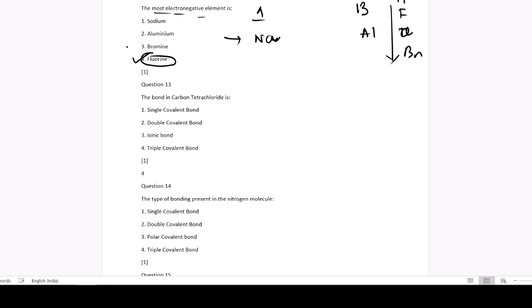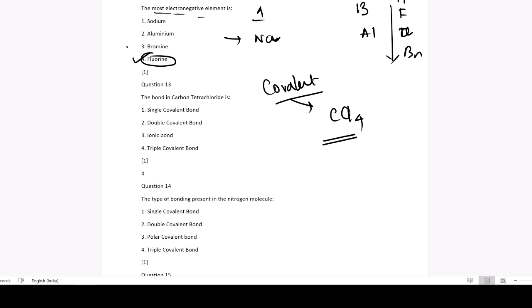The bond in carbon tetrachloride is single covalent, double covalent, ionic, or triple covalent? If we consider the bond in carbon tetrachloride, the bond of course is a covalent type of bond, not an ionic bond. Now the question is whether there is any double or triple bond present. No.